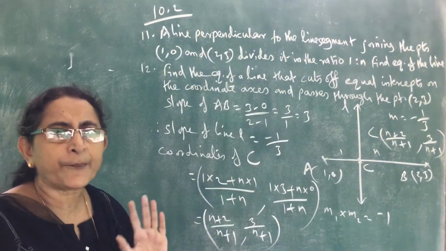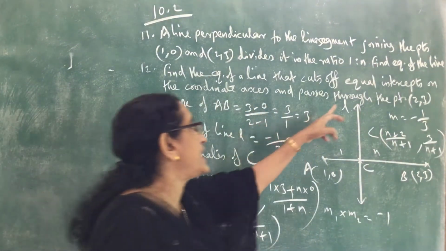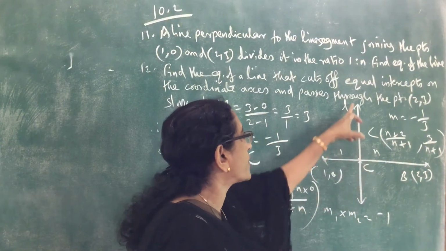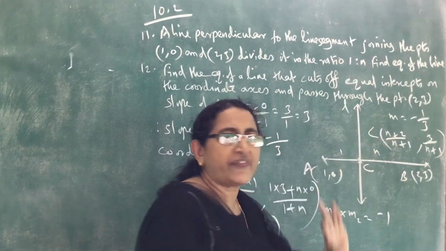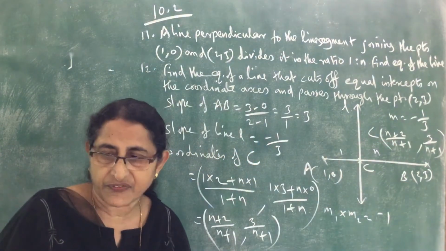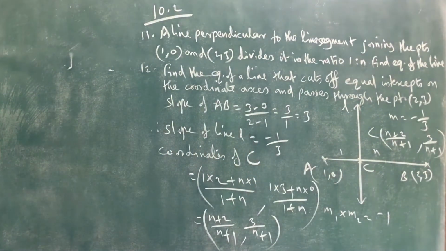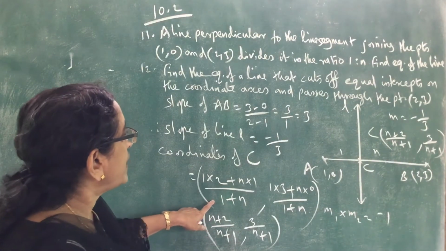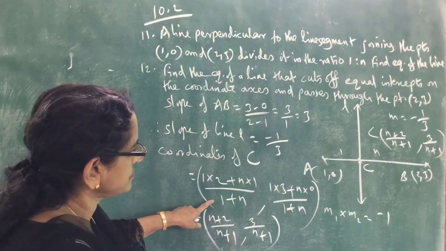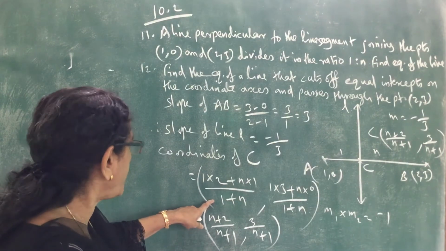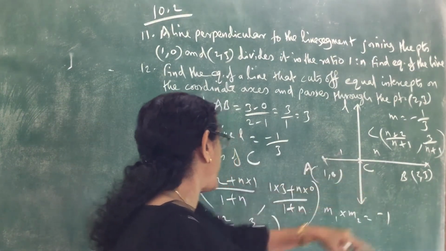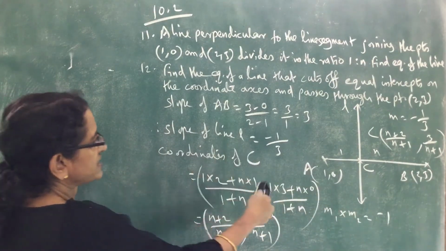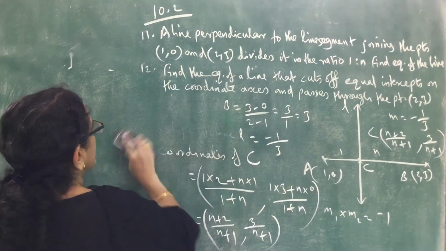So we got one point C on the line L and the slope of line L. Both we got. Now we can apply the point-slope form to find the equation of the line. The point is (n plus 2) by (n plus 1), comma, 3 by (n plus 1). Now we can substitute these into the formula and find the equation of the line.